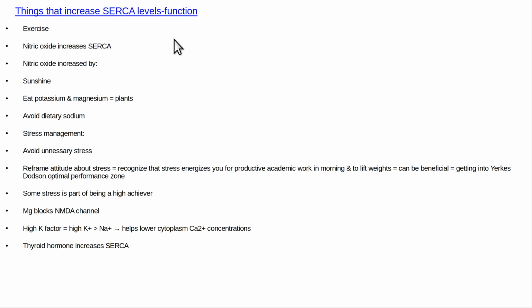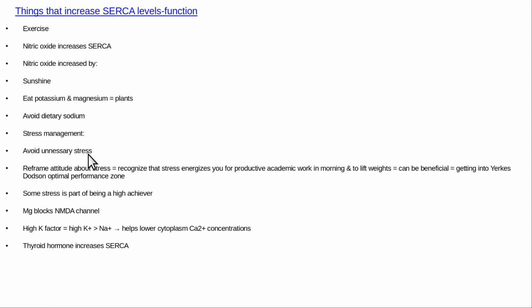These are things that increase SERCA function. Getting your exercise, getting your sleep, things that protect nitric oxide. Nitric oxide will increase SERCA in, let's say, your vascular smooth muscle, so it has a protective effect. Getting your sunshine, eating your plants to get your potassium and magnesium, avoiding dietary sodium, managing your stress so your catecholamine levels don't get too high.